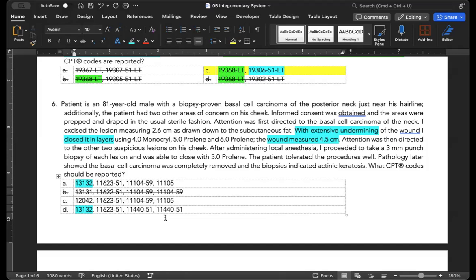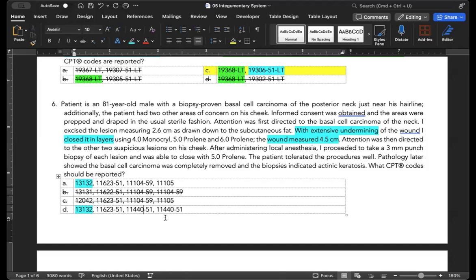So your 11104 is a punch biopsy of the skin, single lesion. And then the 11440 is excision, other benign lesion, including margins, except for a skin tag on the face, ears, eyelids, nose, lips, and mucous membrane. And the excised diameter is 0.5 centimeters or less.